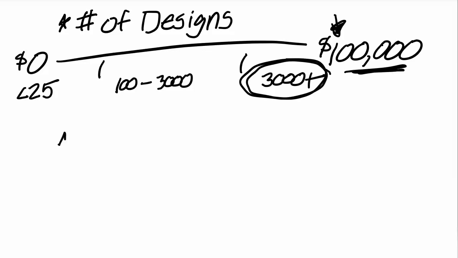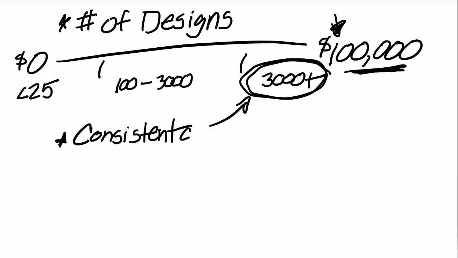The other factor that I want to talk about is consistency. You have to be consistent with your uploading in order to make a lot of money. You're not going to get to the 3,000 plus level if you're not consistently uploading. The reason you can't just jump right in and upload 3,000 designs is because Amazon limits you on the number of designs you can actually upload. So you have to be consistent. Amazon forces you to be consistent with your uploads.